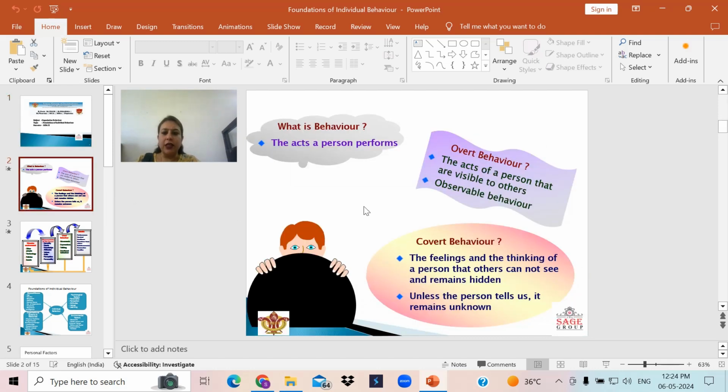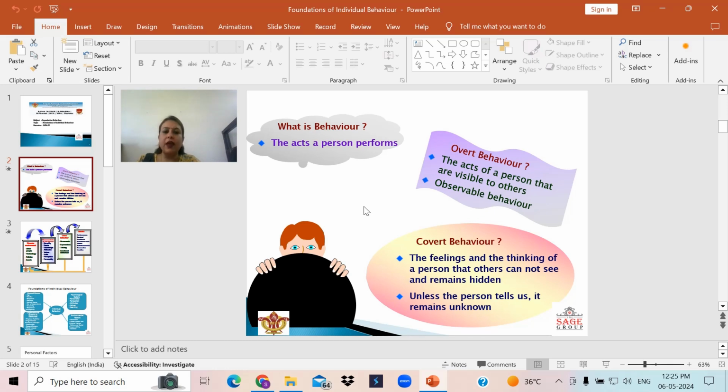So the first point is to understand what is behavior. The acts a person performs is known as behavior. There are two types of behavior, overt behavior and covert behavior. So we categorize this behavior or your actions into two parts. The acts of a person that are visible to others, or the observable behavior of an individual, is known as his overt behavior, whereas covert behavior is the feelings and the thinking of a person that others cannot see and remains hidden. Unless the person tells us, it remains unknown.